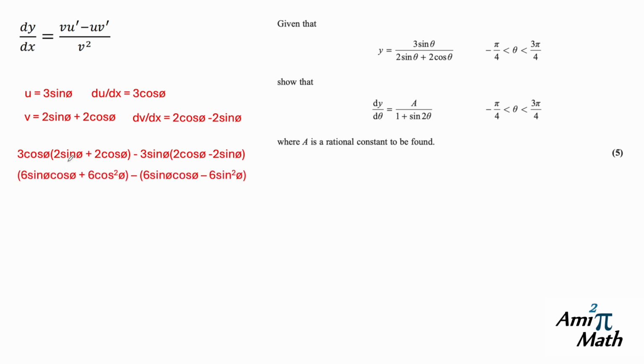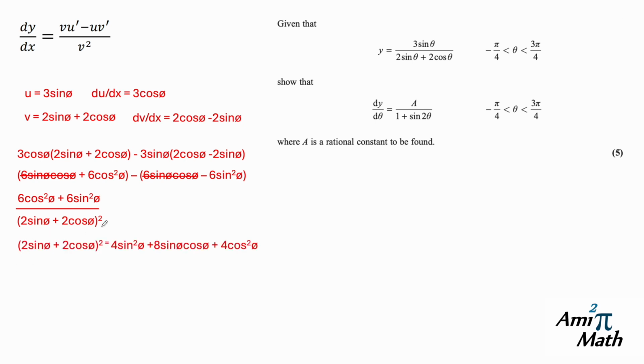And then we can expand this into this. And then if you look at these parts of the equation, you see they actually cancel out. So you can simply cancel these out, and then you're left with 6 cos squared theta plus, because a minus and a minus makes positive, 6 sine squared theta over v squared. Our v is here, (2 sine theta plus 2 cos theta) squared.